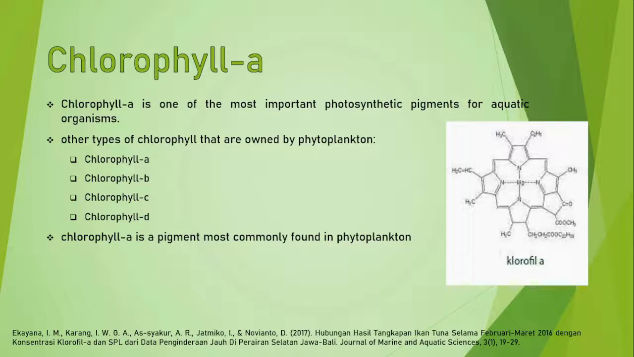Now we are going to talk about what exactly chlorophyll A is. Chlorophyll A is one of the most important photosynthetic pigments for aquatic organisms. There are other types of chlorophyll known to date that are owned by phytoplankton: chlorophyll A, chlorophyll B, chlorophyll C, and chlorophyll D. Out of all these pigments, chlorophyll A is the pigment most commonly found in phytoplankton. Therefore, the concentration of phytoplankton is often expressed in terms of chlorophyll A concentrations.